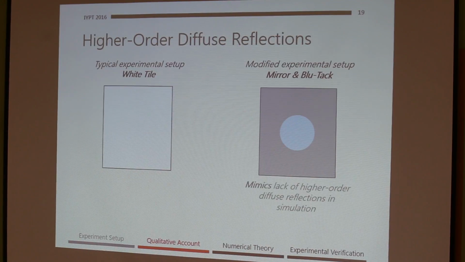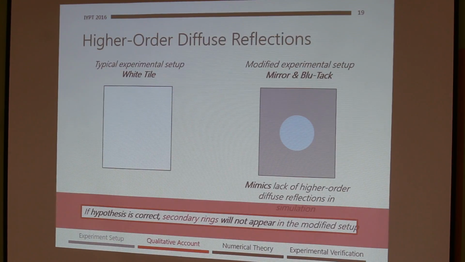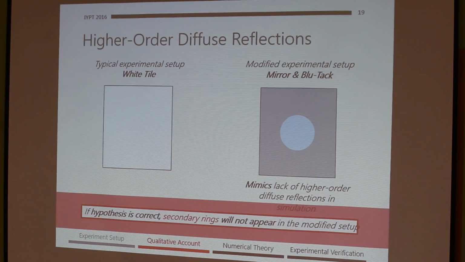The effect of this setup is to mimic the lack of higher order diffuse reflections in our simulation, because the area of diffuse reflection is limited to the size of the blue tack itself, which is modeled to be around the size of the laser beam. So if our hypothesis is correct, if we use the second setup to obtain the light rings phenomena instead of our usual setup, we will not be able to observe the formation of the secondary rings.